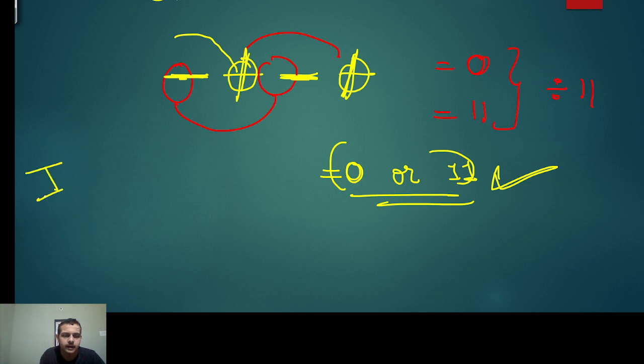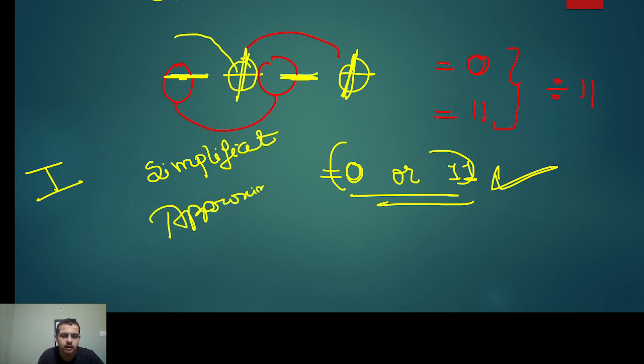I hope I gave you some information on divisibility, decimal and decimal bar concepts. These are useful for simplification, approximation and probability.